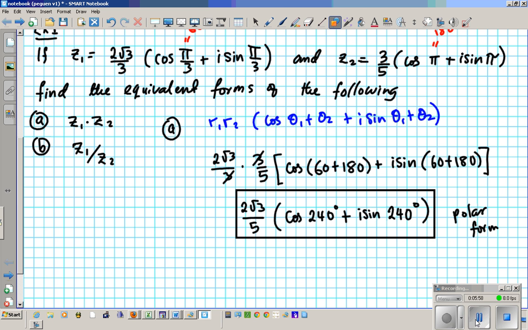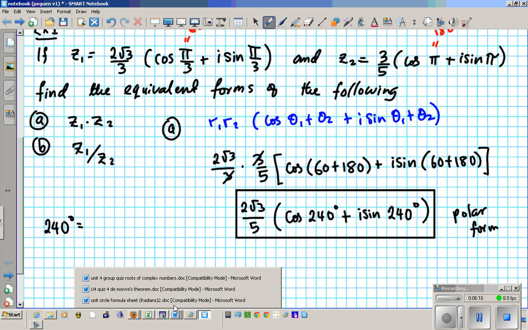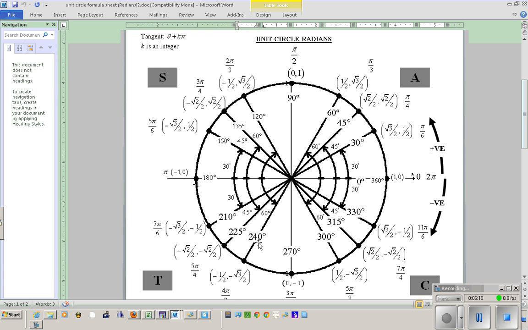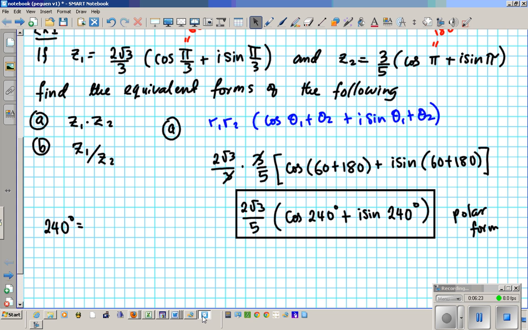Now we need to express our answer in rectangular form. So I need the cosine and sine of 240 degrees. Is it on the unit circle? If not, we have to use a calculator. So let's look at our unit circle real quick. 240 is right here: negative 1/2 and negative root 3 over 2. That's what we're going to use. It's on the unit circle. This is the cosine, and that's the sine.